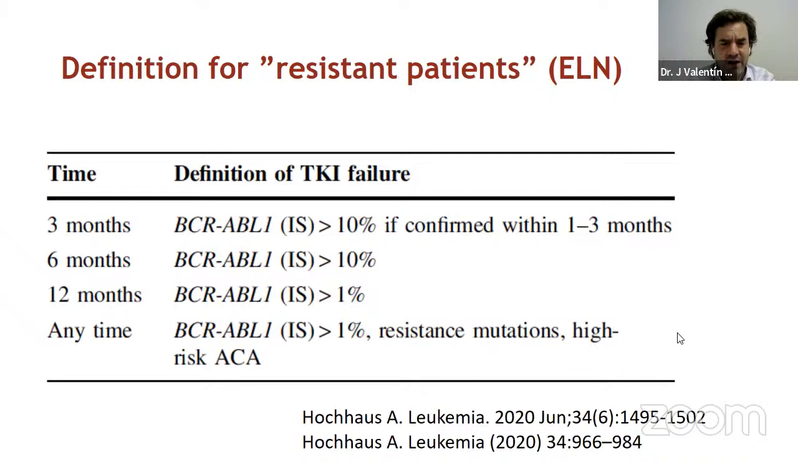In order to identify resistance, it's very easy to identify those patients that are resistant. The only thing that we have to perform is a PCR in peripheral blood to measure the BCR-ABL level. And we can see how at any time after 12 months of treatment, a BCR-ABL level above 1% should be considered as resistant, and therefore those patients should be candidates for later-line treatment.